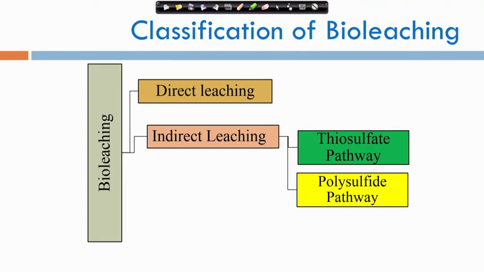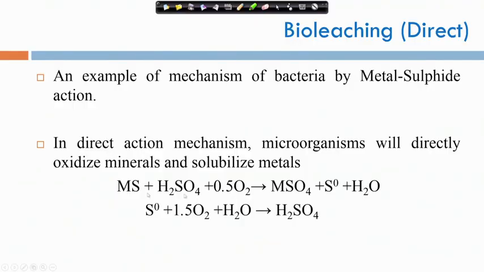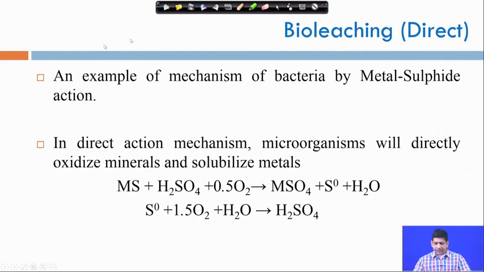Indirect leaching: sometimes using the thiosulfate pathway or polysulfide pathway, things do get formed. It is not going directly, it is going from sulfide to sulfate. From the sulfate you can recover those heavy metals, or from polysulfide you can recover those heavy metals. That is the indirect route, but things will ultimately come into the solution. In the metal sulfide action, in direct bioleaching, microorganisms will directly oxidize minerals and solubilize metals.